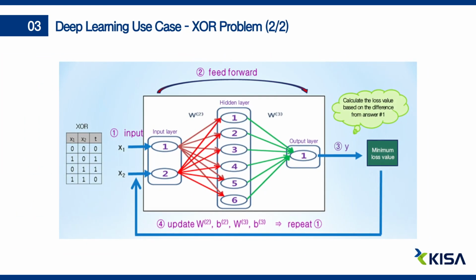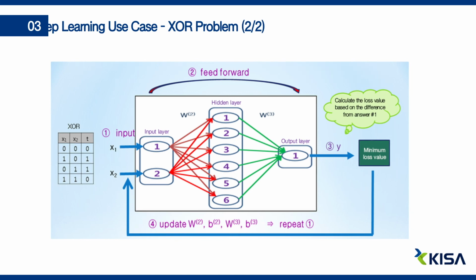One way to implement the XOR problem is to use a deep learning architecture consisting of an input layer, a hidden layer, and an output layer as shown in the figure. As explained earlier, deep learning has one or more hidden layers. In this case, one hidden layer exists.